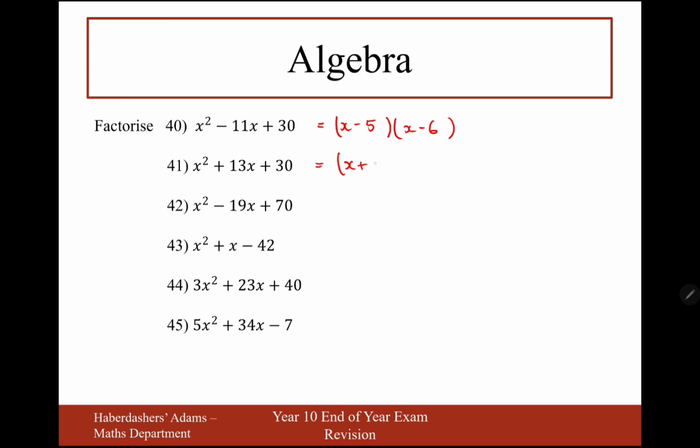For the next one, I think x plus 10, x plus 3 would be the way to go for this one, because you'd get 13x in the middle. For the next one, 10 and 7, or 14 and 5. Yeah, 14 and 5 would be the right one for this one. Minus 14 and minus 5. That makes 70, and then when you expand it, you get minus 19x.